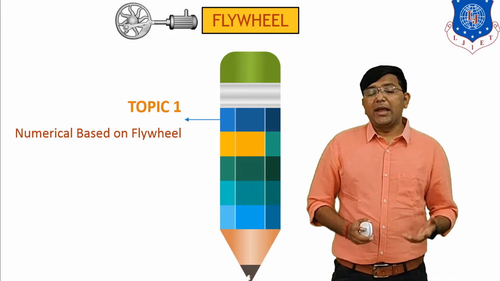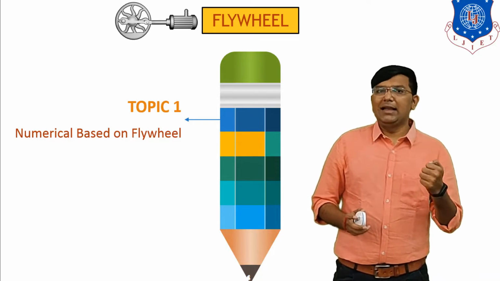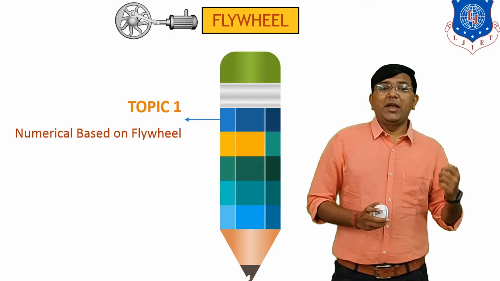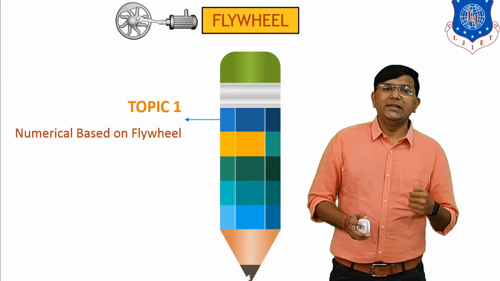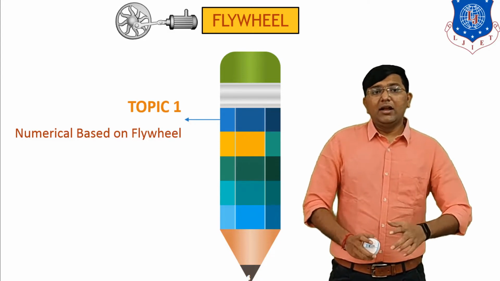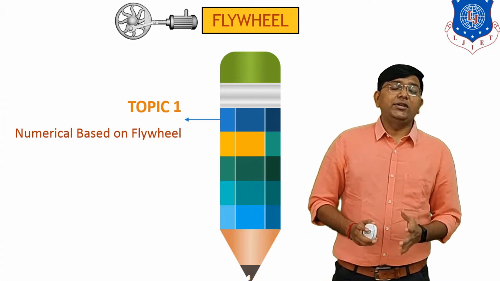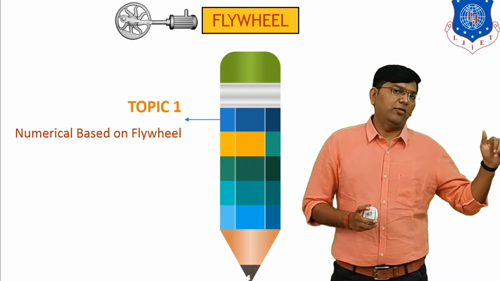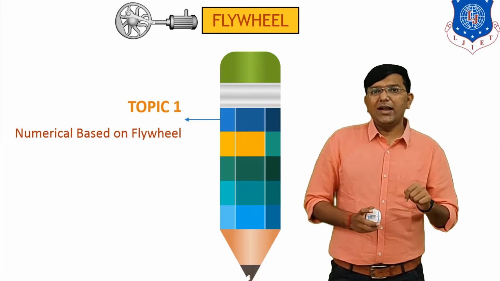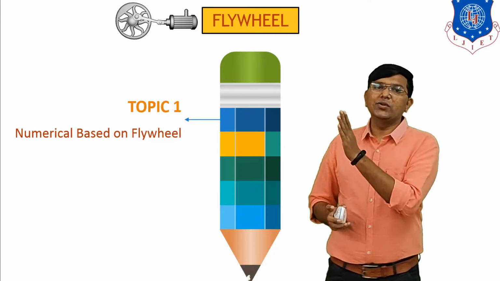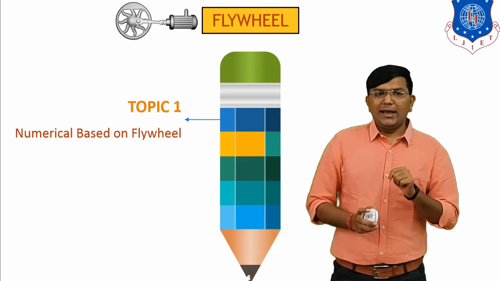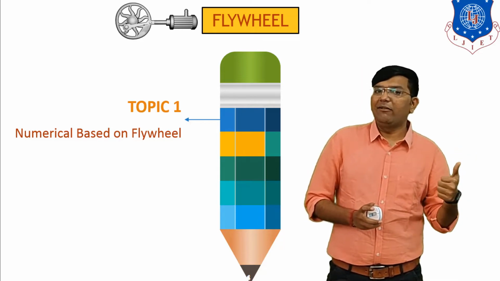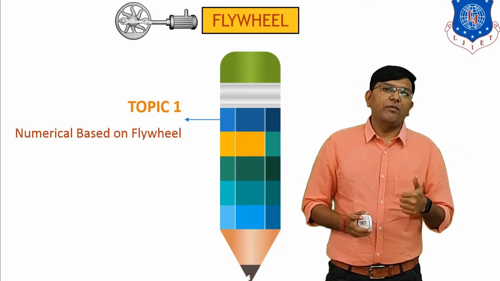The equation for the maximum fluctuation of energy, that is delta E. Now you have to understand what is mean speed, what is maximum speed, and what is minimum speed. There are 3 equations of fluctuation of energy. First one, delta E is equal to I omega square Cs, where I indicates mass moment of inertia, omega indicates angular velocity of the flywheel, and Cs indicates coefficient of fluctuation of speed.